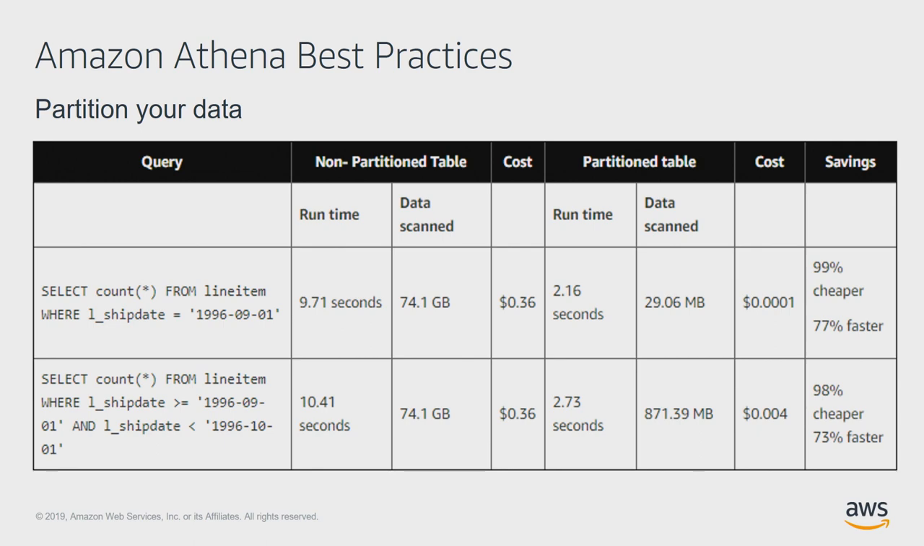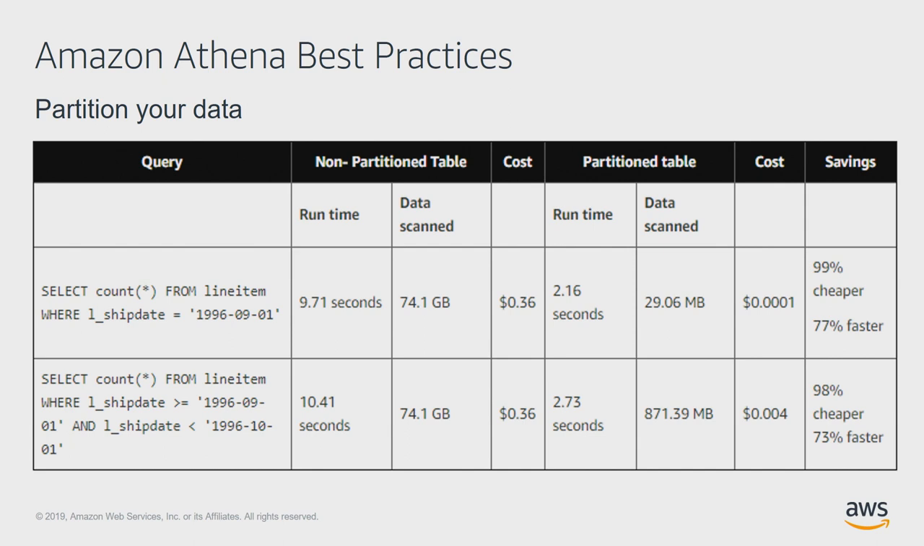So let's look at some best practices, and the first of these really tie into what we've been talking about, but it gives you an example of what a difference partitioning can make for your data. So in that first example, we're doing a select count star from our line item table, and we're saying where the ship date equals a specific date, 1996-09-01. So if we run that against a non-partitioned table, that query in this testing that was done would take nearly 10 seconds, 9.71 seconds to run. And it would need to scan the full line item data table, and that's 74 gig.